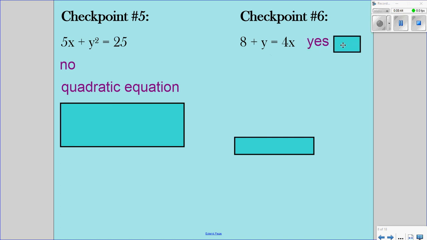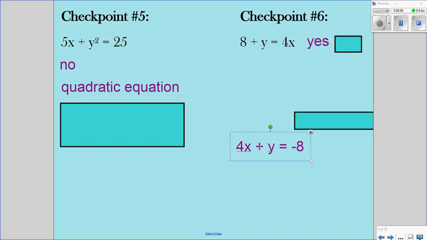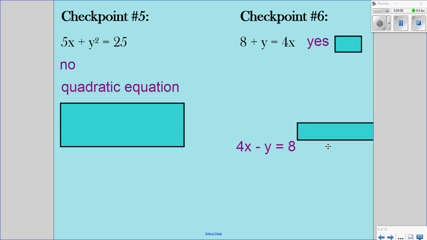Yes, and we need to write it in standard form. And I'm going to change that because you're going to divide negative 1 on both sides. So this would become positive, this would be negative, and this would become a positive. And that will be your standard form.